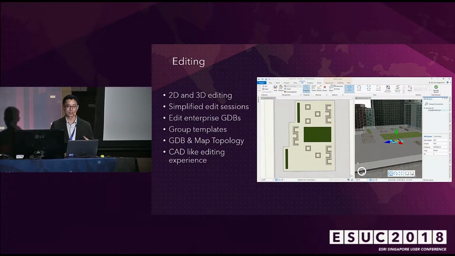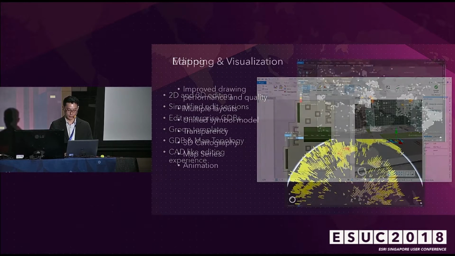Now editing, you can view and edit your 2D and 3D side by side. Editing is active when you click on the core tab. You have no need to perform a specific action to start an editing session. Also we introduced the concept of group templates. If you often create features and you need to join them up together, if your features are coincident, you require them to be coincident, you can group them together and they can be created at the same time. So this is something new in ArcGIS Pro called group templates. Your edit in geodatabase map topology is still there, so this is still your familiar environment.